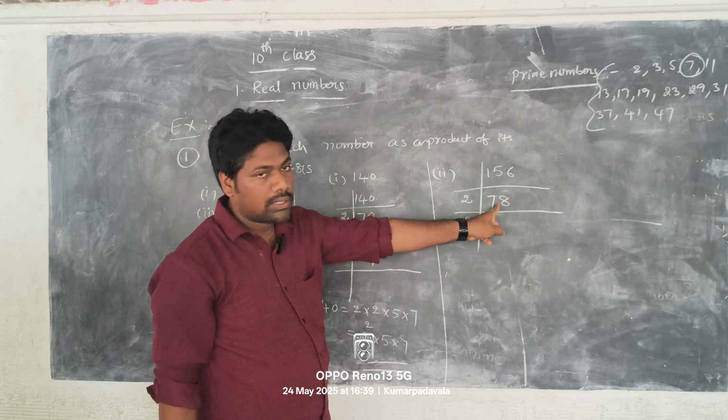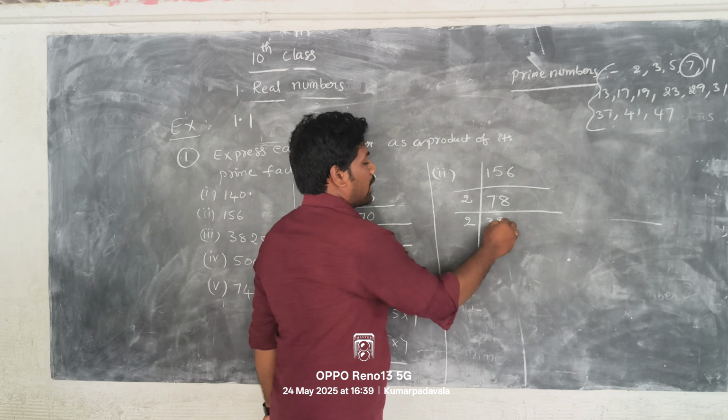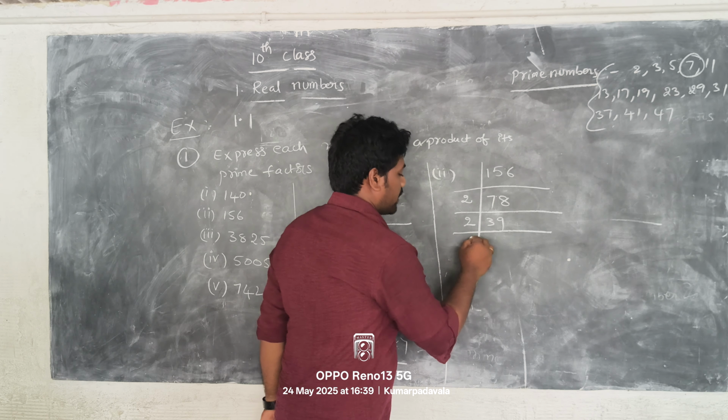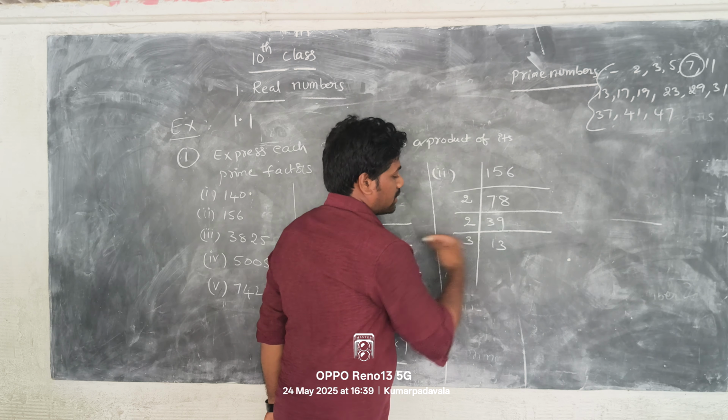Carry 1 to here. This is 18. 18 how many times? 9 times. In 39, which table will be cancelled in 39? 3 table. You have to take the 3 table. How many times? 13 times.